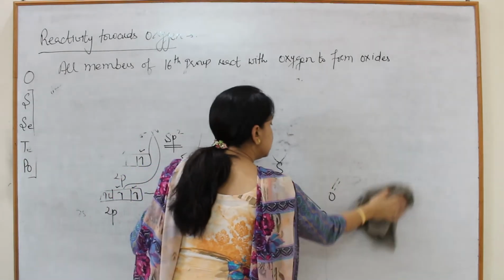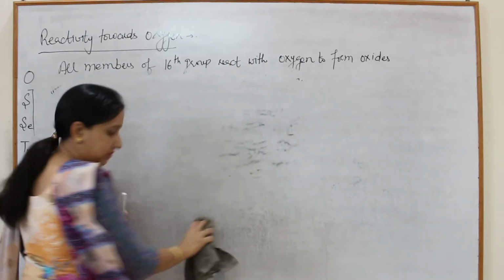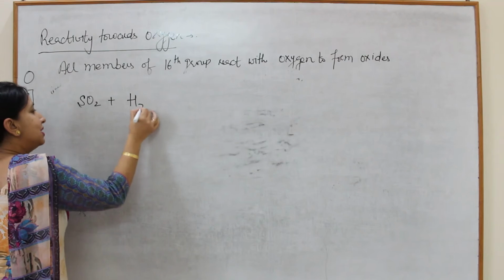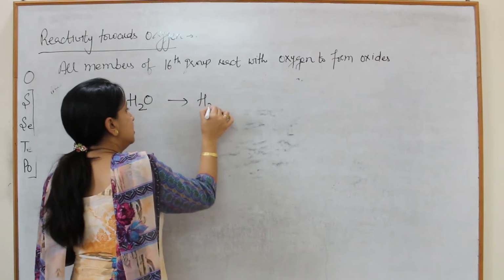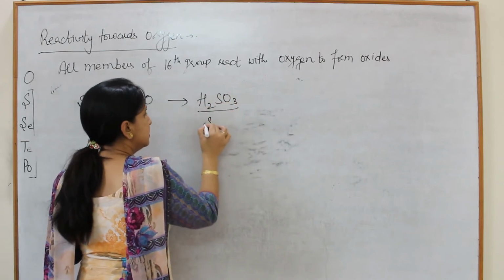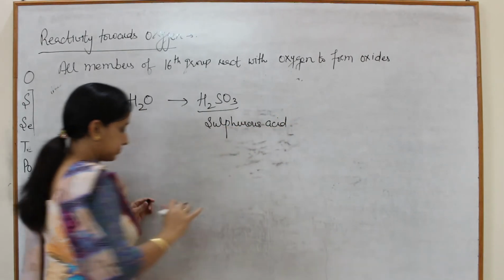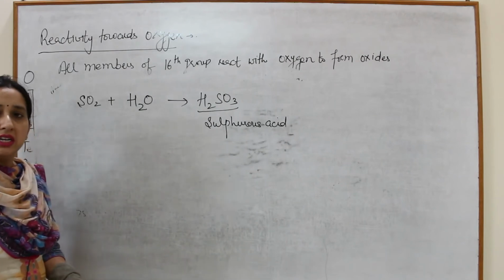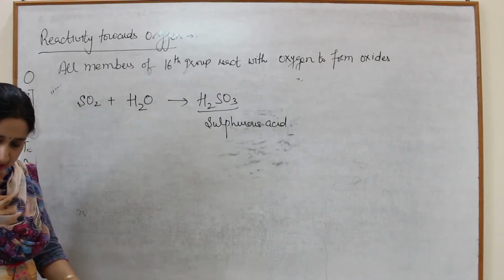Dioxides of 16th group can react with water. For example, one more thing about the dioxide is, if we have SO2 and we pass this gas into water, then we get an acid. This is sulfurous acid. So oxides of these 16th group elements are acidic in nature because all of them react with water to form acidic solutions. Next is trioxides.